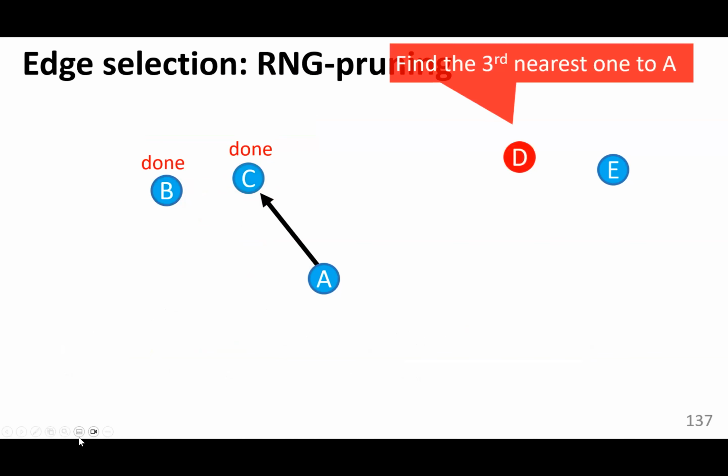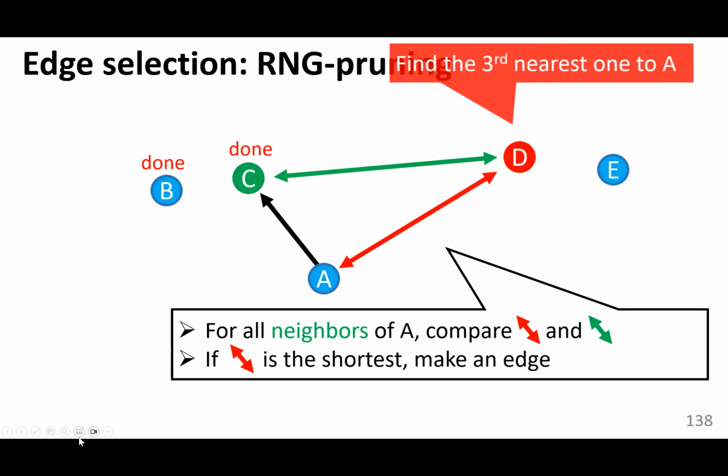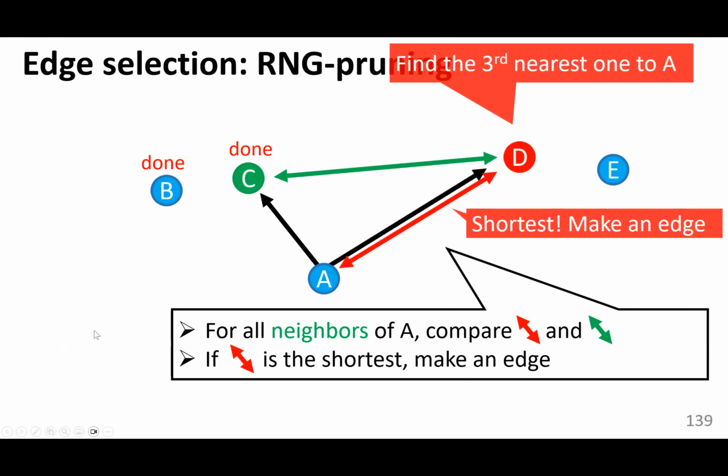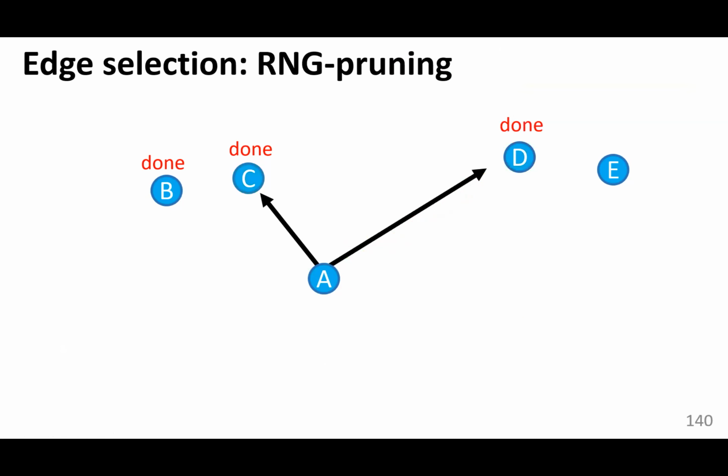The next one, D. This guy is the third nearest. Then let's consider this rule. In this case, A is shortest. AD is shortest, so let's make an edge. So we also calculate the distance between C and D as well. C and D, yes. Then, a good point: computational cost is heavy.